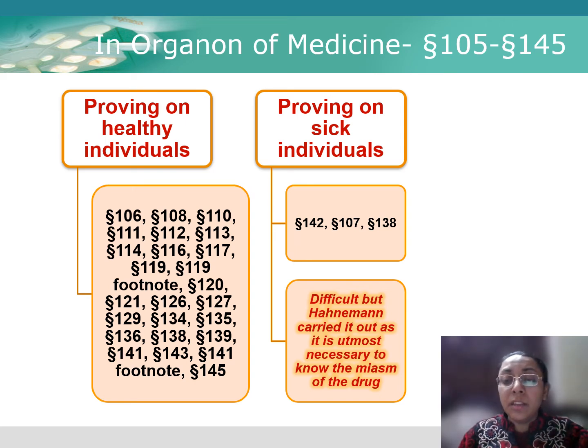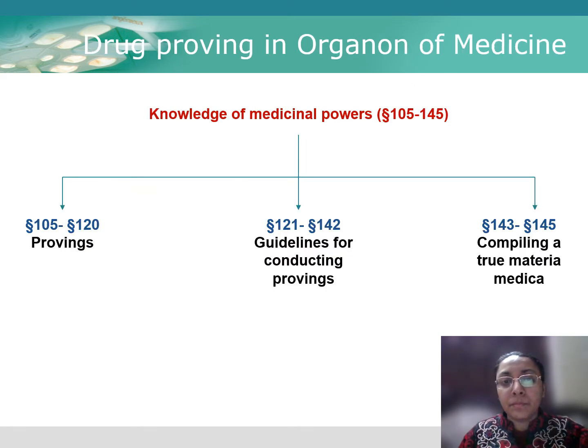But we see that this proving on the sick individuals is also very important because it is very much necessary for knowing the miasm of the drug. In this slide you can see that I have given a broad breakup of the aphorisms.